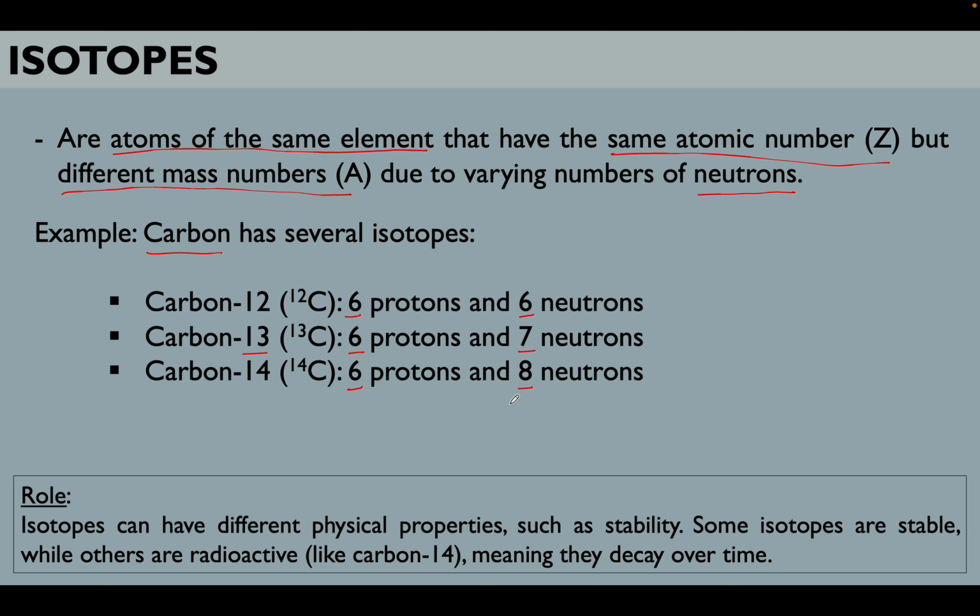Now, the role of isotopes. So, isotopes can have different physical properties such as stability. So, some isotopes are stable while others are radioactive, like, for example, si carbon 14. So, meaning they decay over time. So, that is the role of the isotopes.